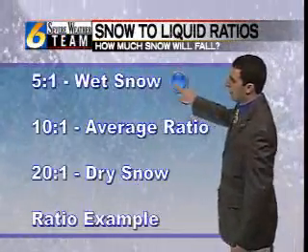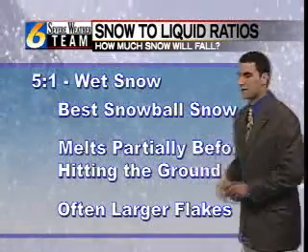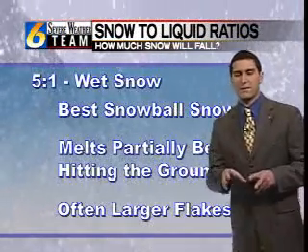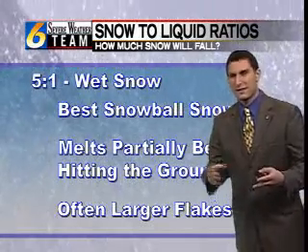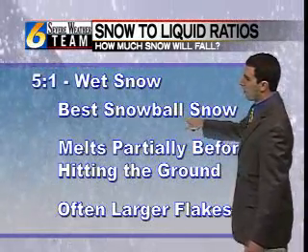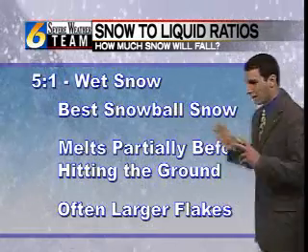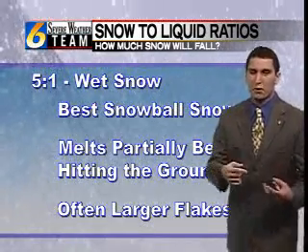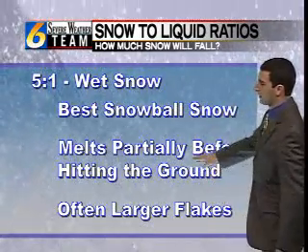Pop that one back in and we can see wet snow now. Wet snow has a 5 to 1 ratio, and this is the best snow for building snowmen. This is the best snow for building snowballs when you're outside. It's a real sticky snow as opposed to the 20 to 1, which is a dry snow. We'll get to that in a second.